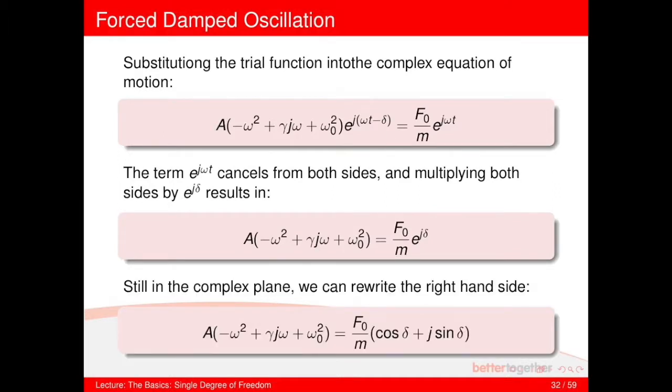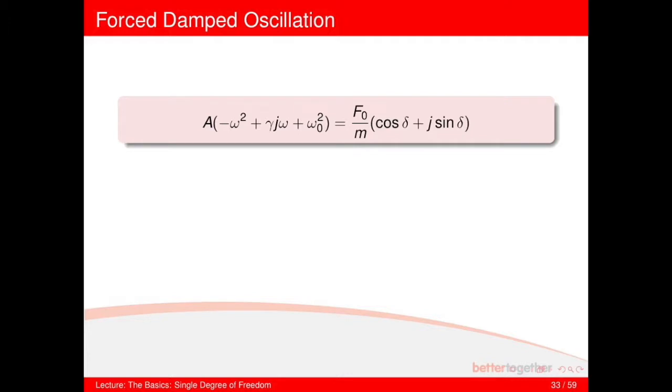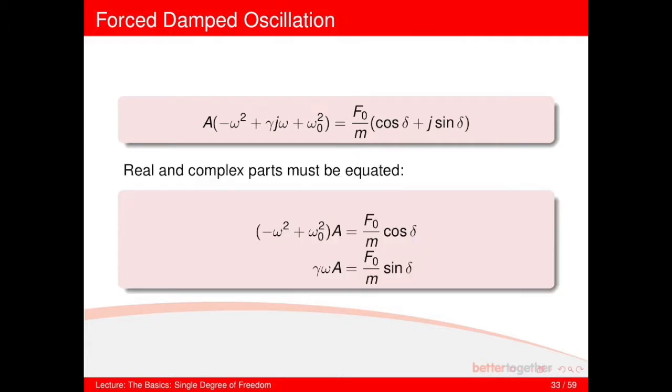Still in the complex plane, we could rewrite the right-hand side over here. So all I've done is I've taken that term. We know that's a complex number, so that's in there. Does that make sense? And the real and complex parts must be equated to each other. So the real bits must be equal to F naught upon m times cosine delta, and the complex parts must be equal to sine delta. And so we can do that, and you end up with this equation.